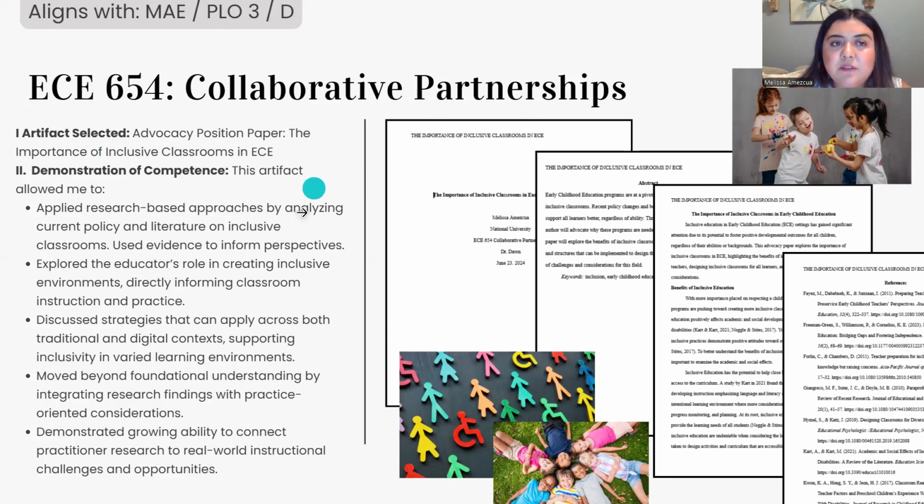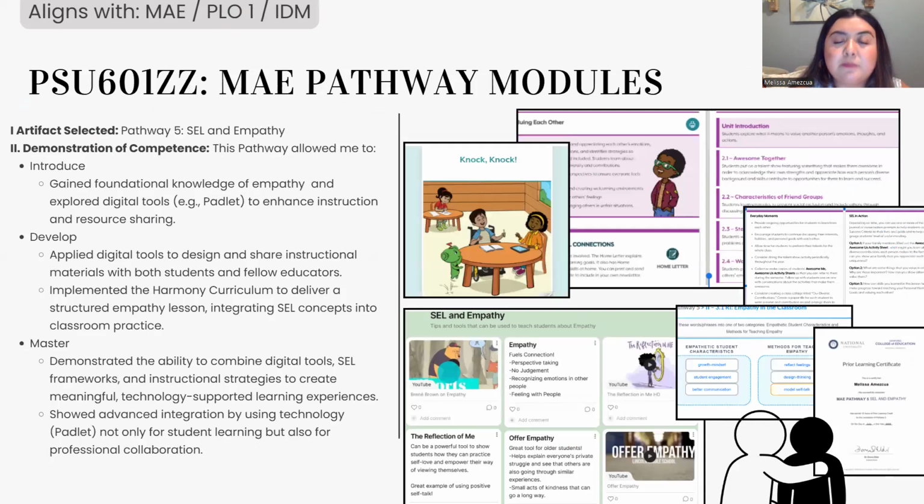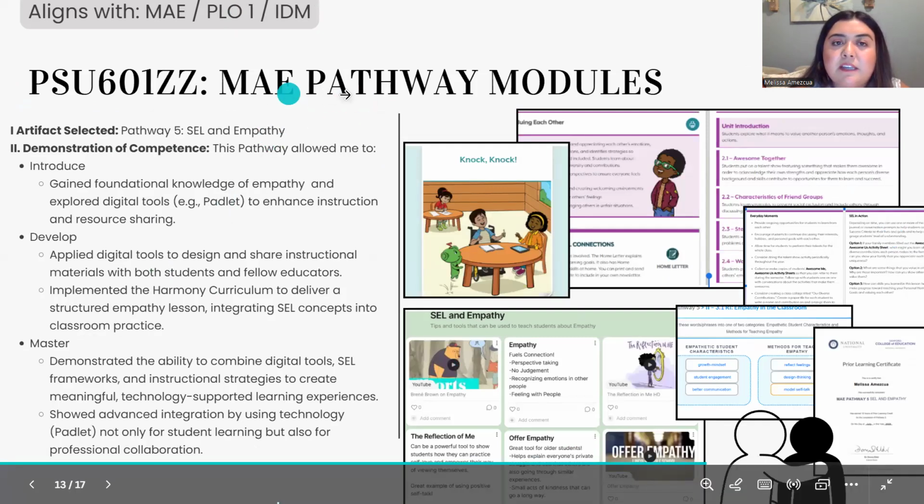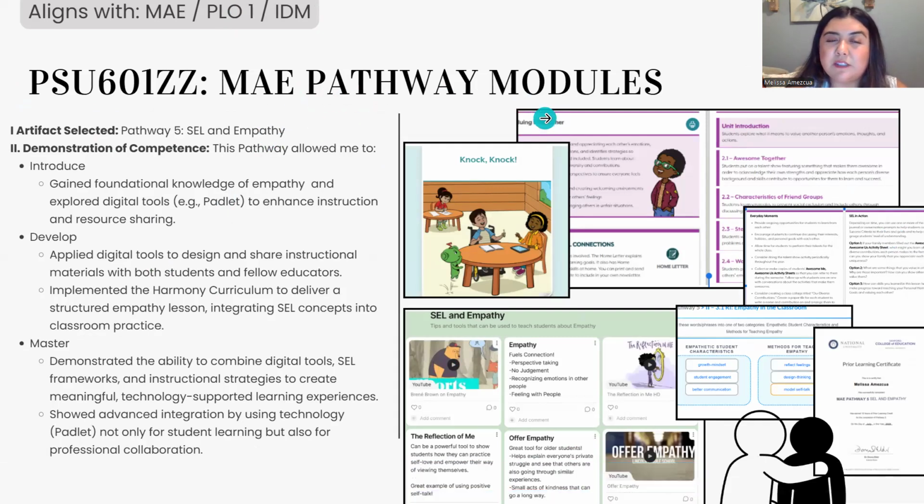And using research and literature out there, I've been able to use it to inform my practice a little bit better. For my program, I also did complete some of the MAE pathway modules. For this one, I did receive 9 units. So you'll see that I have selected 2 artifacts to reflect this. I have selected pathway 5, which is SEL and empathy, and I have aligned it with PLO 1 at an introductory, developing, and mastery level. So it is 3 that I'm showing how I've met there.